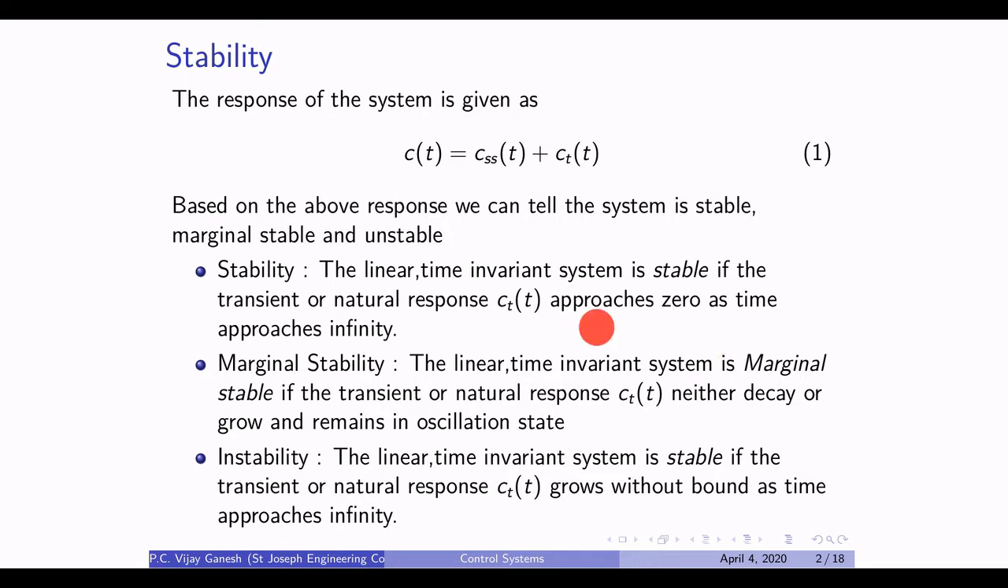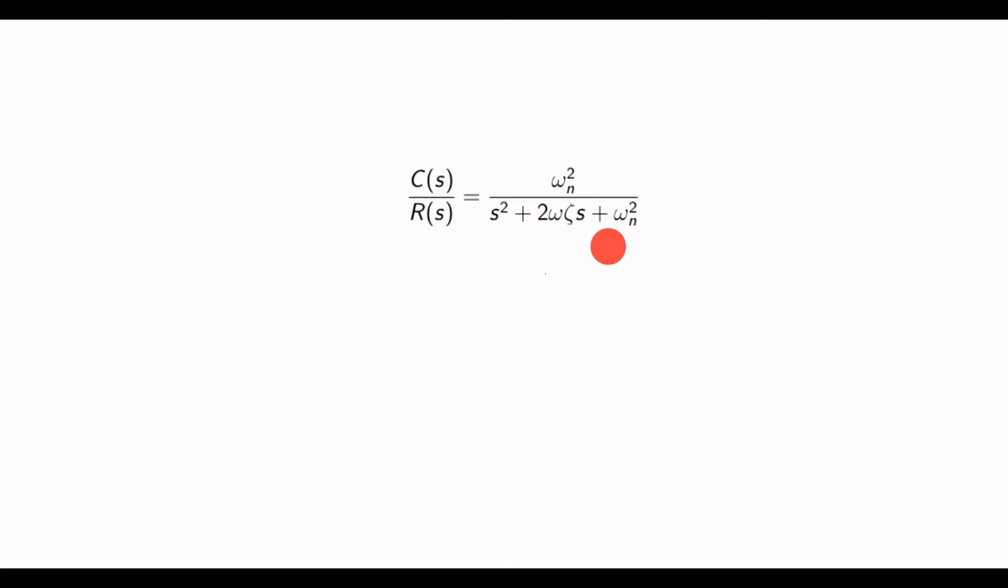marginal. So for a stable system, you can see that c(t) approaches 0 as the time approaches infinity. For a marginally stable system, c(t) is neither decaying nor growing and it remains in oscillation. For instability, c(t) grows without bound, so that means it keeps on increasing in nature, so our system becomes unstable there.